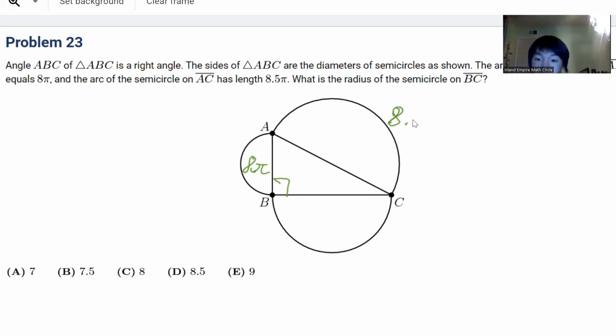What is the radius of the semicircle on BC? So what are we looking for? We're looking for the radius of the semicircle on BC. That's pretty much this part. Any of these is the radius.